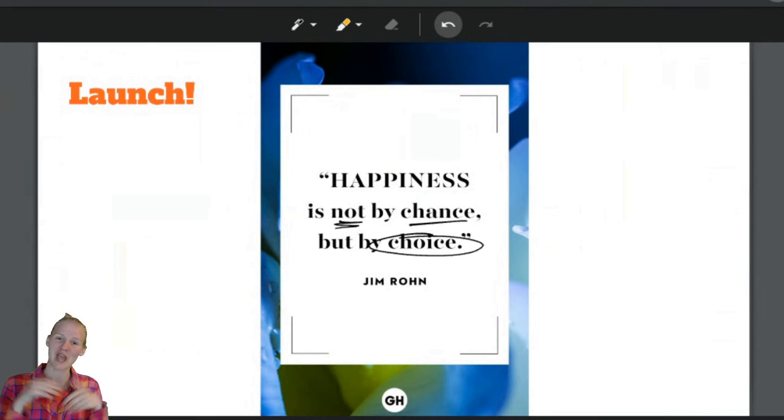So, choose happiness, except for the times, like if your grandpa dies, you probably want to choose to be sad, right? I did when my grandpa passed away. So yeah, you can choose to be sad or you can choose to be happy, but the choice is up to you. That is my launch for you today.